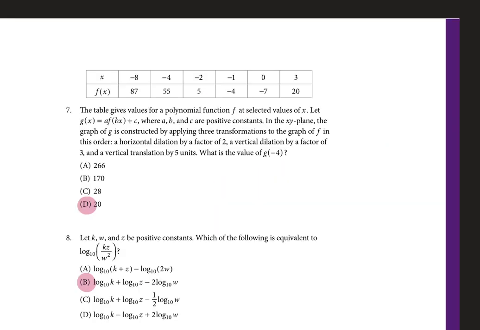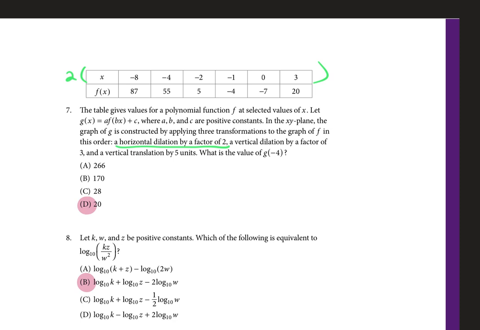Okay, 7 says the table gives values for polynomial function f, where a, b, and c are constants in the xy plane. The graph of g is constructed by applying 3 transformations to the graph of f in order. Horizontal dilation by a factor of 2. So if it's a factor of 2 and it's a horizontal dilation, what would you be doing? Multiplying all your x's by 2.